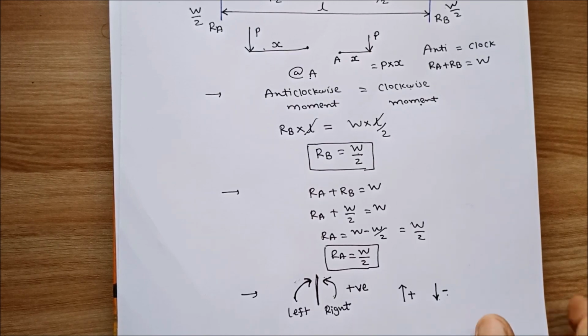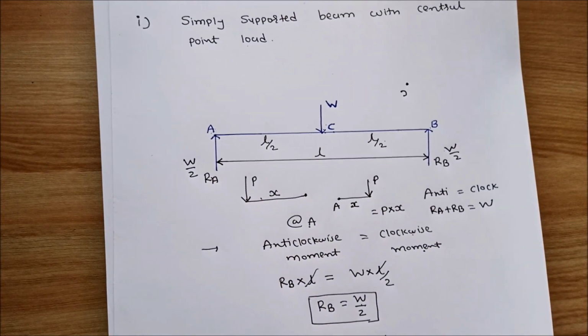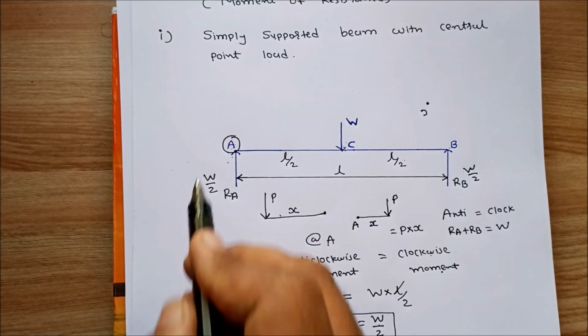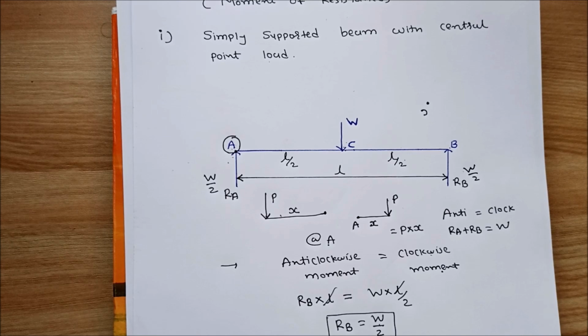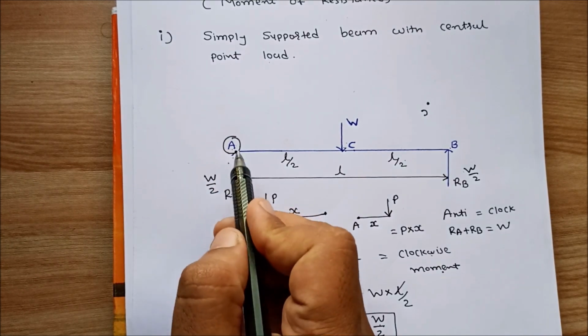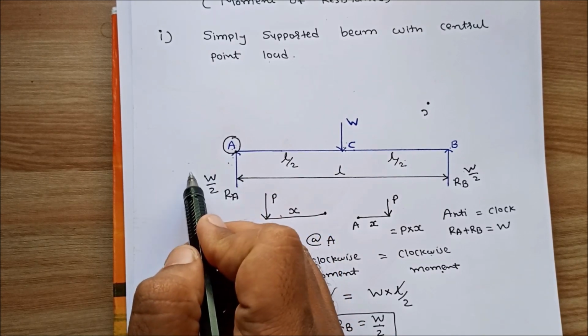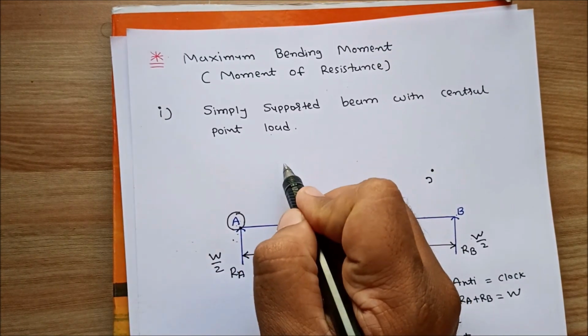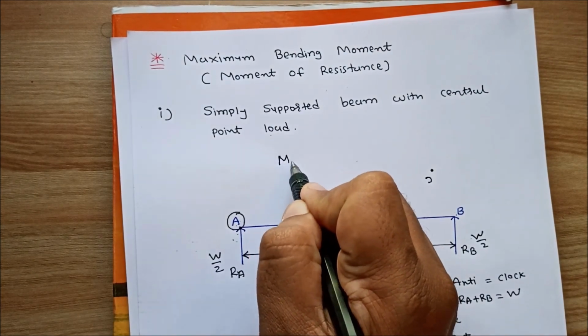So here we take moment from either the left side or the right side. First we calculate bending moment at point A. Bending moment is always calculated from either the left side or the right side. So there is no force on the left side, so there is no perpendicular distance. So bending moment at point A is 0.